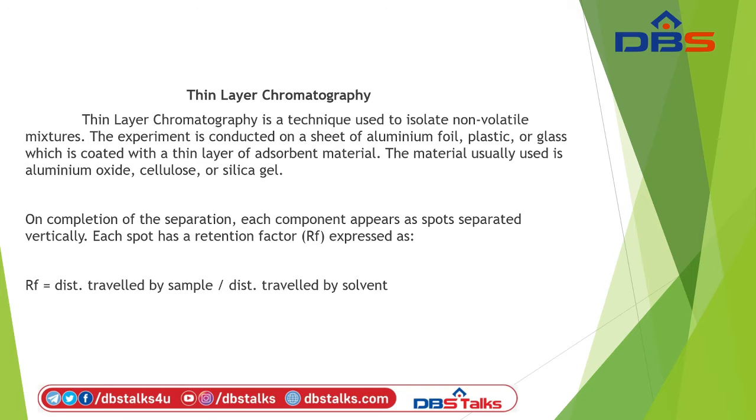Once again, the definition of thin layer chromatography. Thin layer chromatography is a technique used to isolate non-volatile mixtures. The experiment is conducted on a sheet of aluminum foil, plastic or glass, which is coated with a thin layer of absorbent material. The materials used in thin layer chromatography, for example, are aluminum oxide, cellulose or silica gel. This aluminum oxide, cellulose or silica gel is a very important material for using thin layer chromatography.